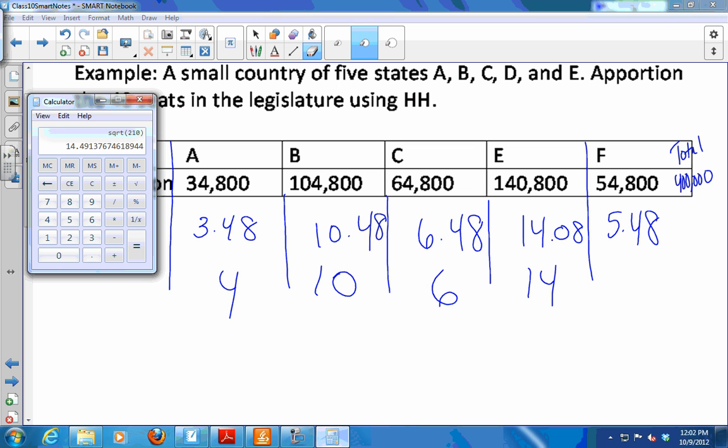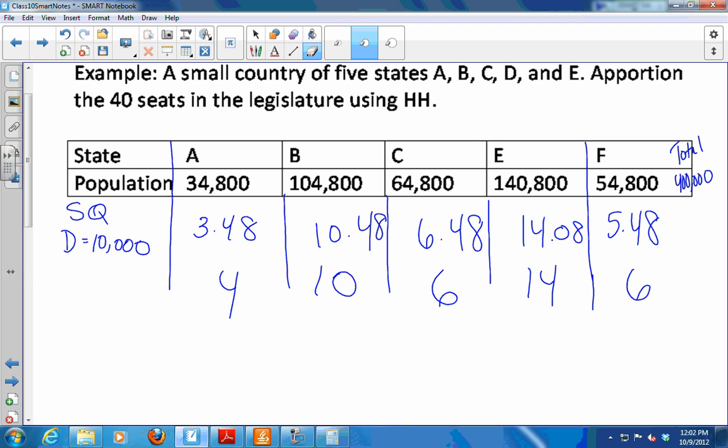All right, so let's look at the 5.48. Take the geometric mean of 5 and 6. 5.477. Is my number bigger or smaller? My number is bigger, so I round up to 6.